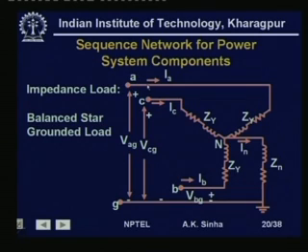The currents flowing in this load are I A, I B in phase B and I C in phase C. The voltage with respect to ground for phase A is V A G, for phase B is V B G, and phase C it is V C G. So, this is the system that we have, and this is a balanced 3 phase star connected load with neutral grounded.